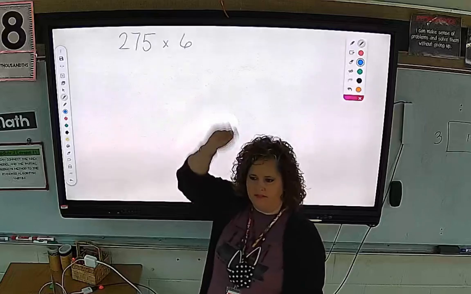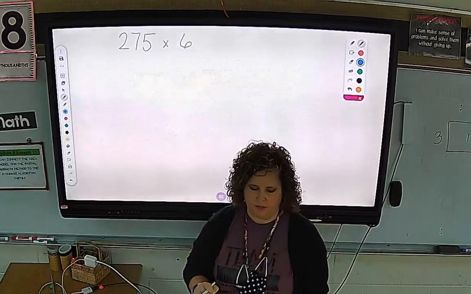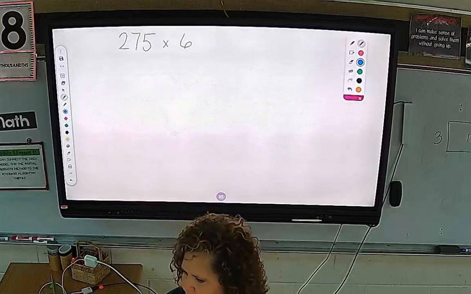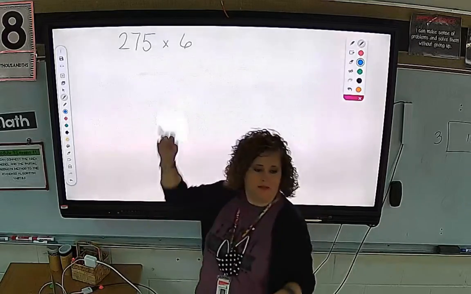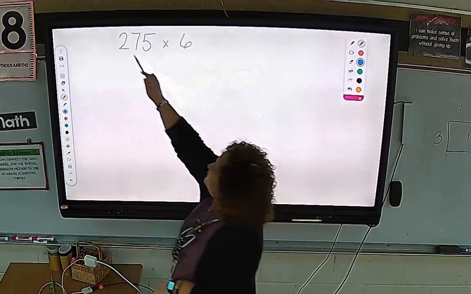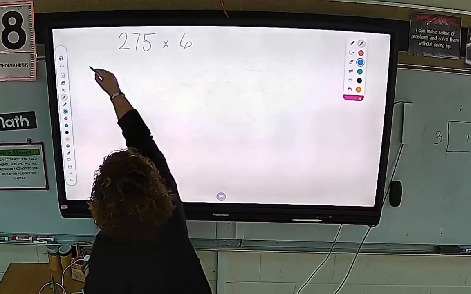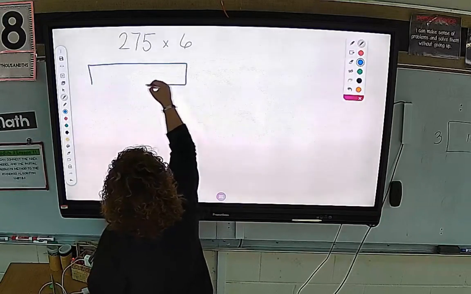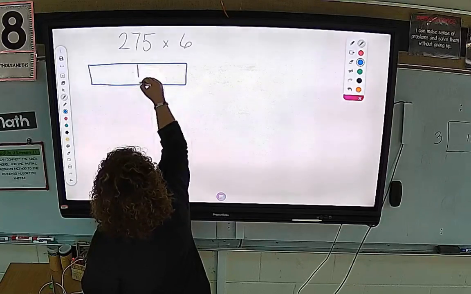How many places does our number need? How many rectangles? Look at our number that we're multiplying. How many? 3. We would need 3. 1 for each of the place values. So here's our rectangle. I'll cut it.